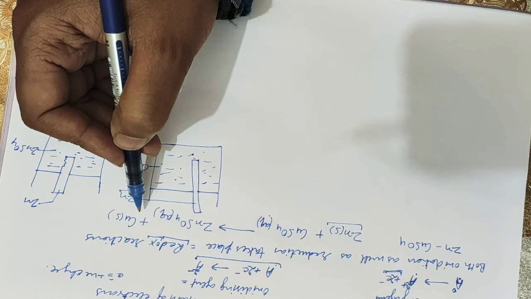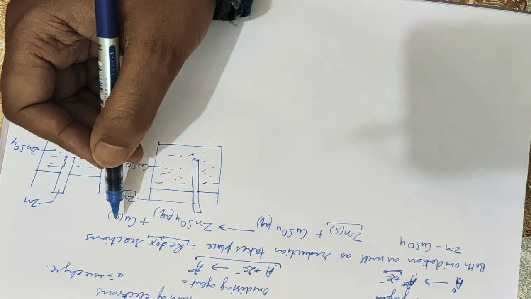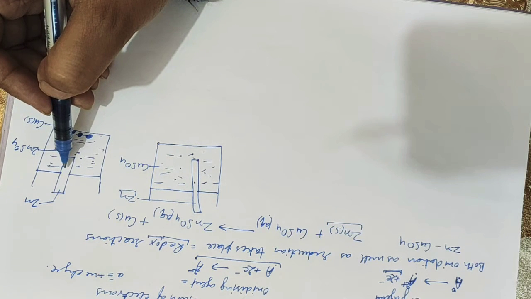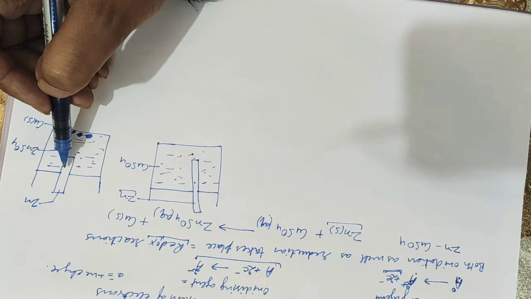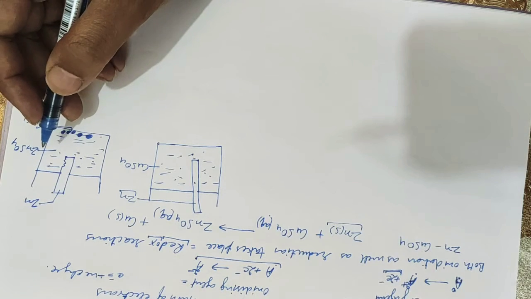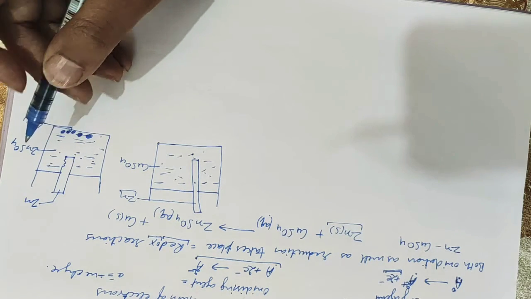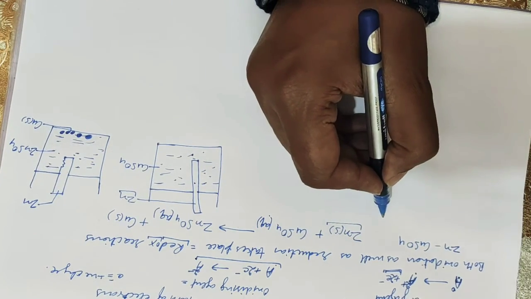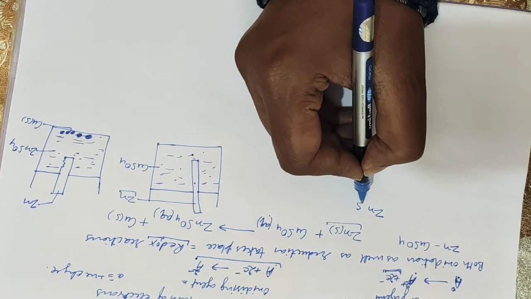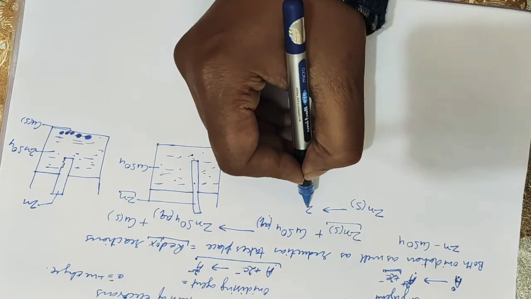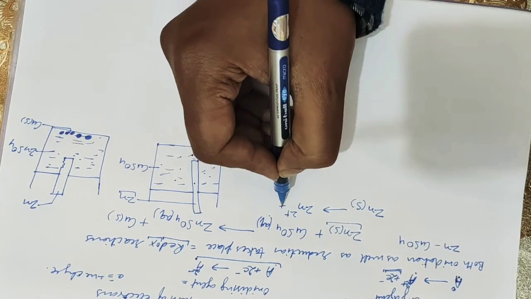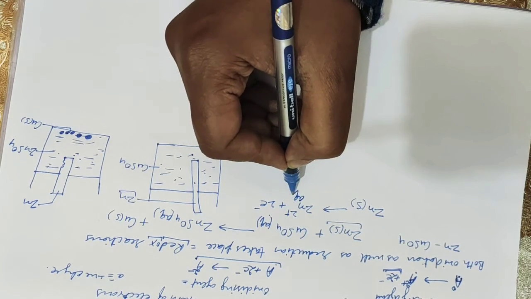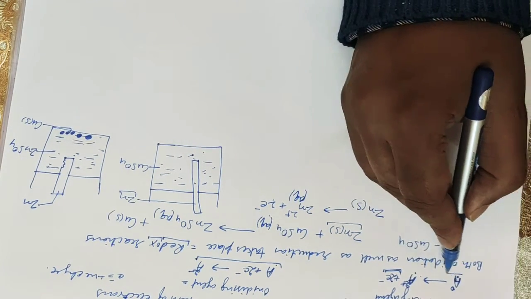So the first point in this reaction is that the zinc strip starts dissolving. This zinc strip starts dissolving due to the formation of zinc 2 positive ions in the solution. This is due to the oxidation of zinc metal to zinc ions, which can be written as zinc solid converted into zinc 2 positive with the loss of 2 electrons. So it means that this is basically the reaction of oxidation.